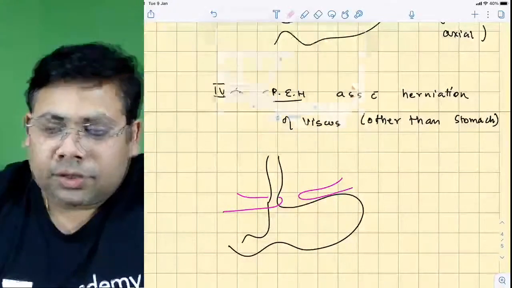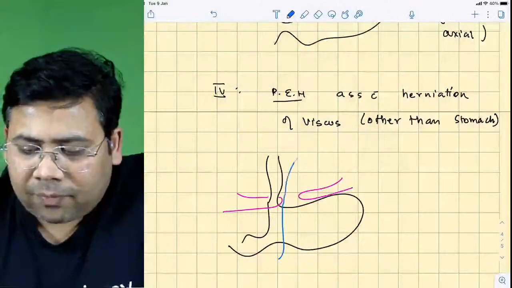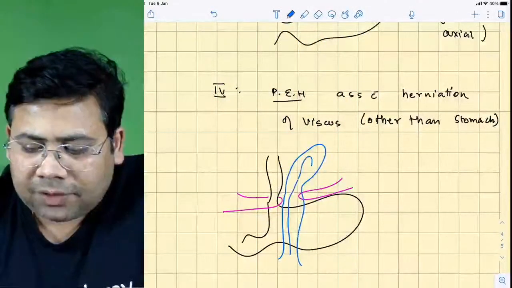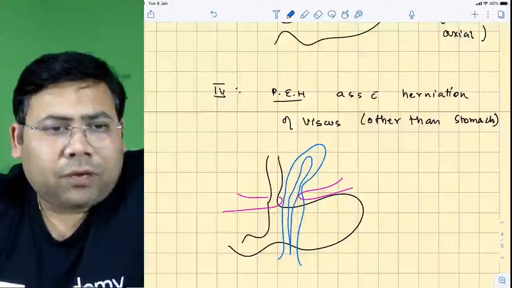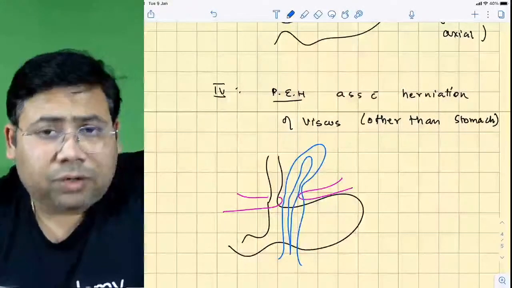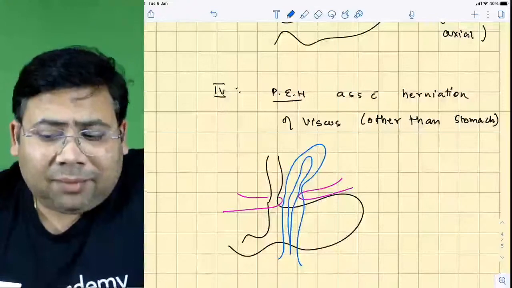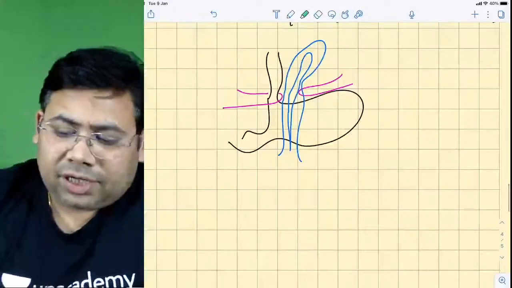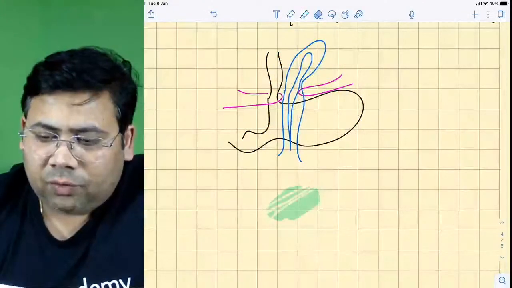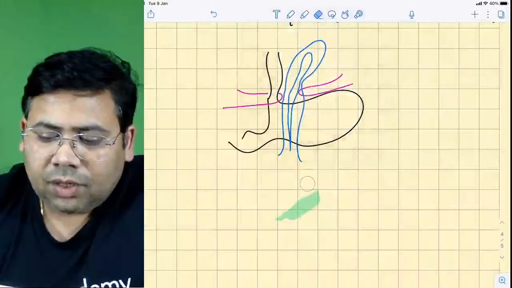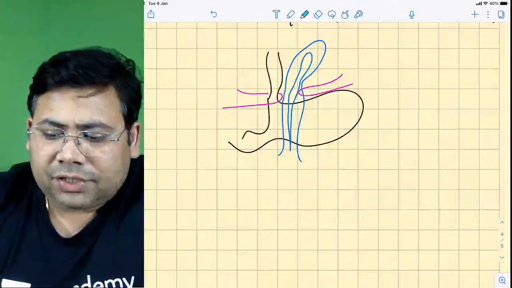So in this gap, what has gone up? This is the bowel that might have gone up. This is the concept of type 4 hernia. Now I am going to ask you one very important question. Tell me, what is the investigation of choice? How do you make the diagnosis? Come on, tell me, what is the investigation of choice?